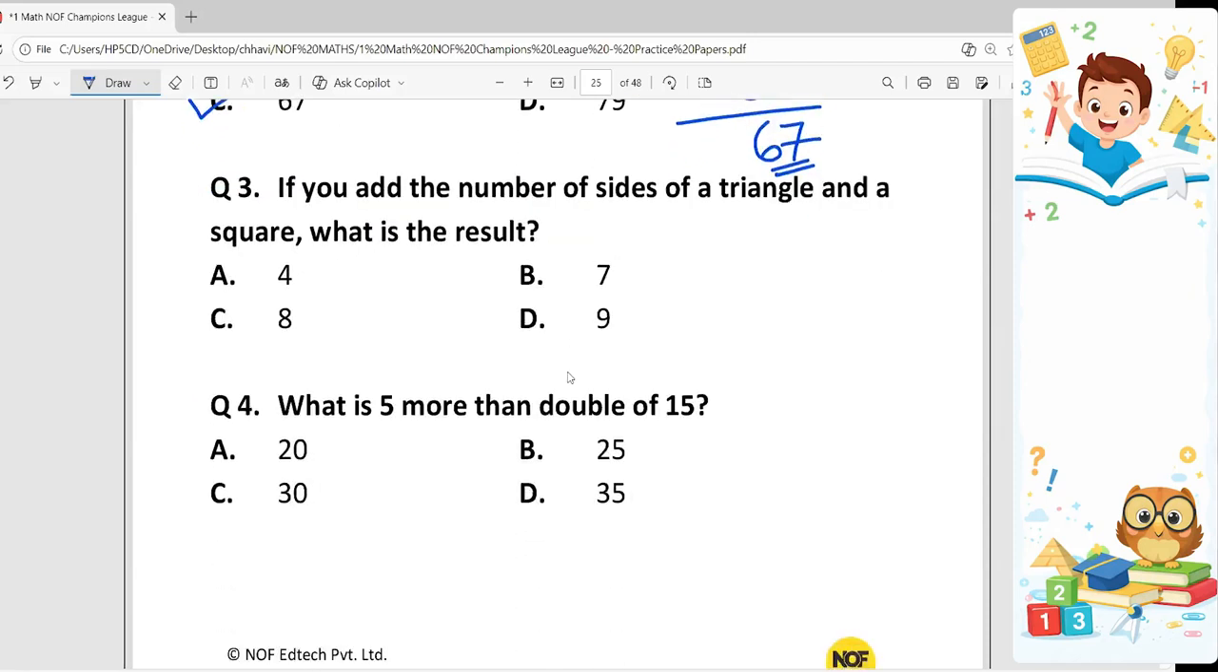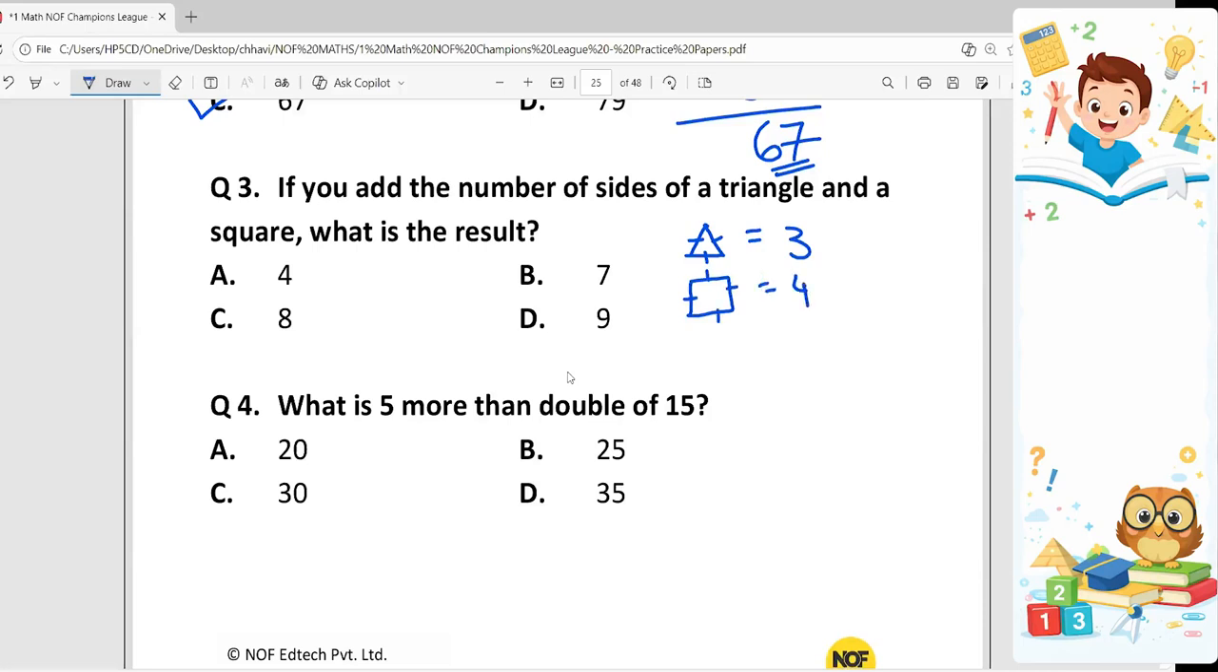Third question. If you add the numbers of sides of a triangle and a square, what is the result? Now let's see how many sides a triangle has. 1, 2 and 3. So a triangle has 3 sides. And how many sides does a square have? A square has 1, 2, 3 and 4.